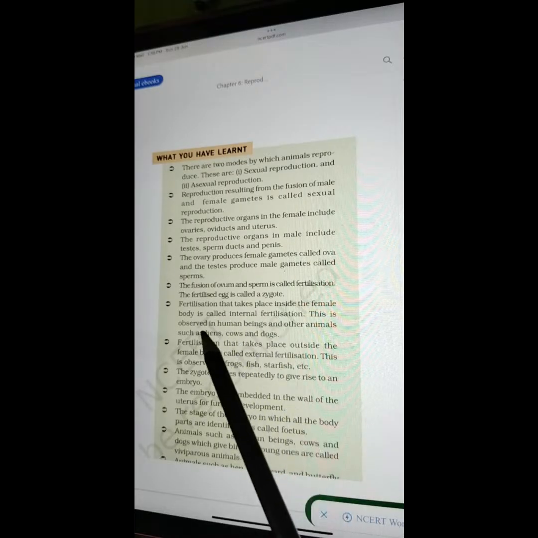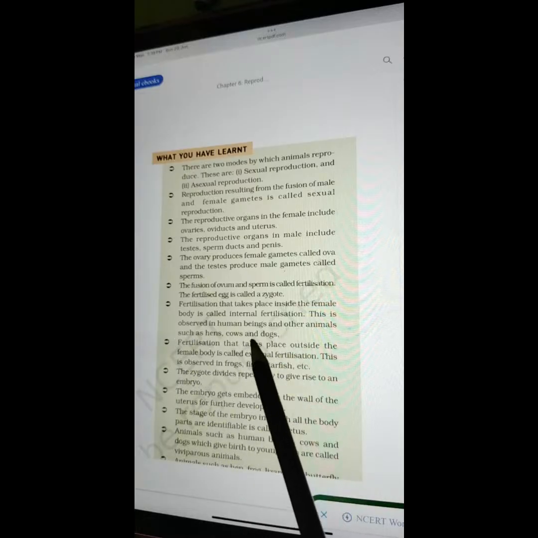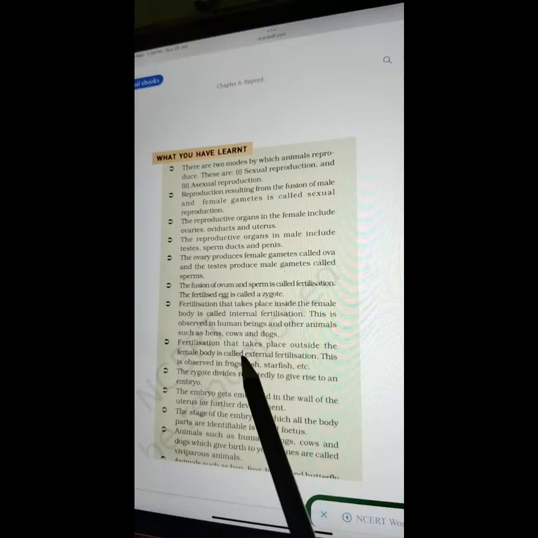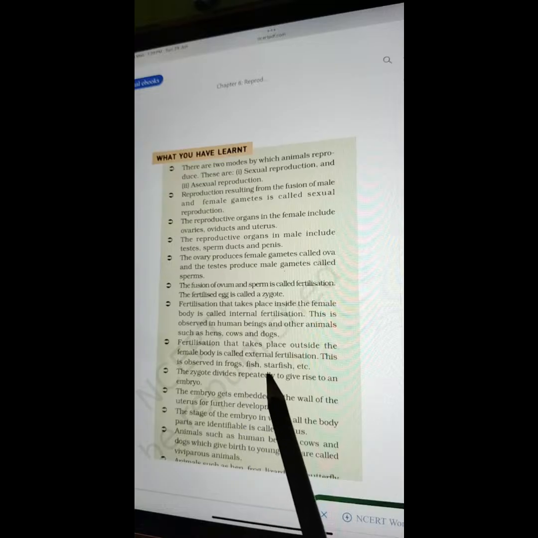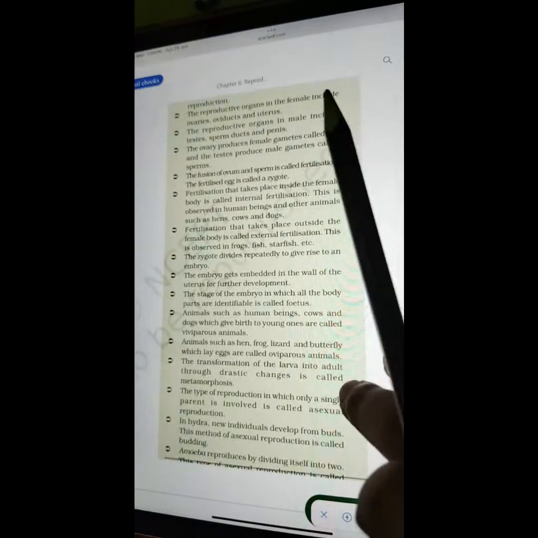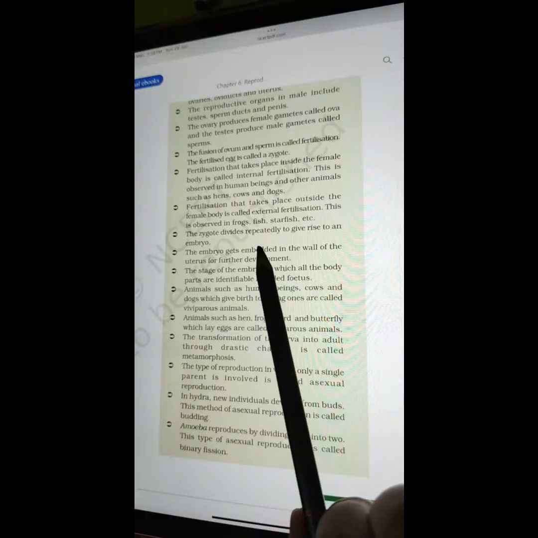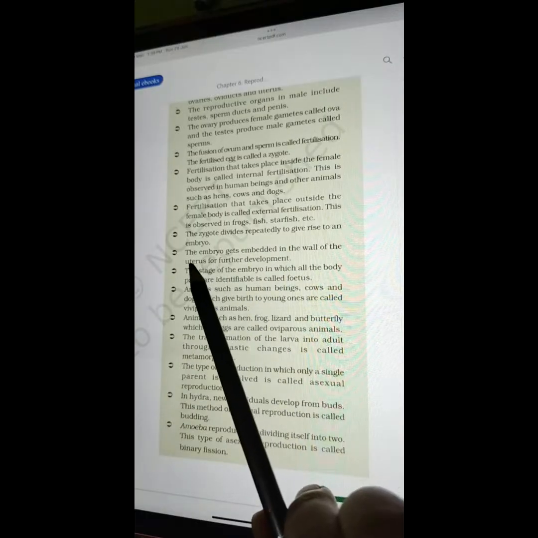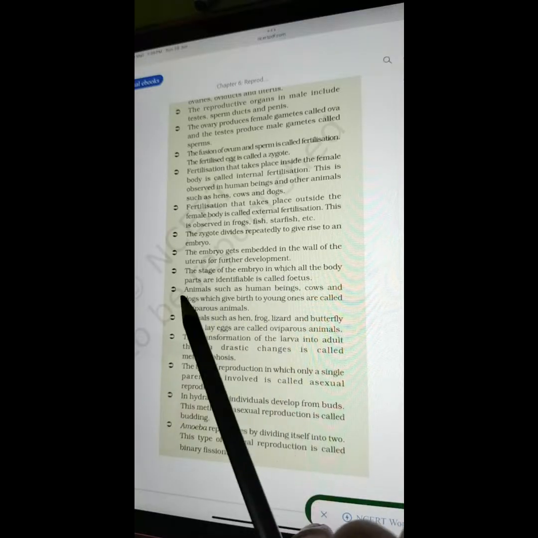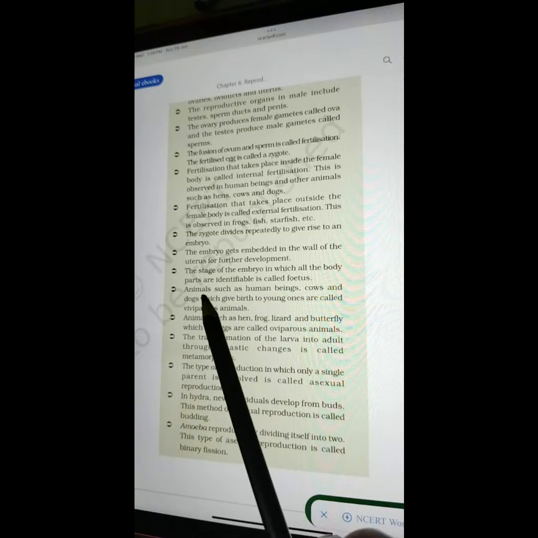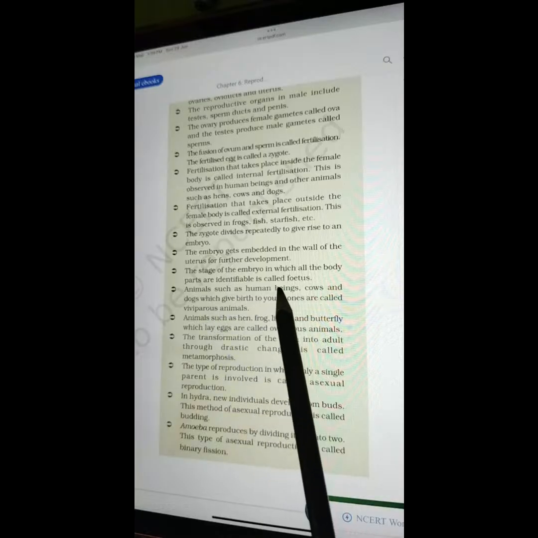Fertilization that takes place inside the female body is called internal fertilization. This is observed in human beings and other animals such as hens, cows, dogs. Fertilization that takes place outside the female body is called external fertilization. This is observed in frogs, fish, starfish, etc. The zygote divides repeatedly to give rise to an embryo. The embryo gets embedded in the wall of the uterus for further development. The stage of the embryo in which all the body parts are identifiable is called fetus.